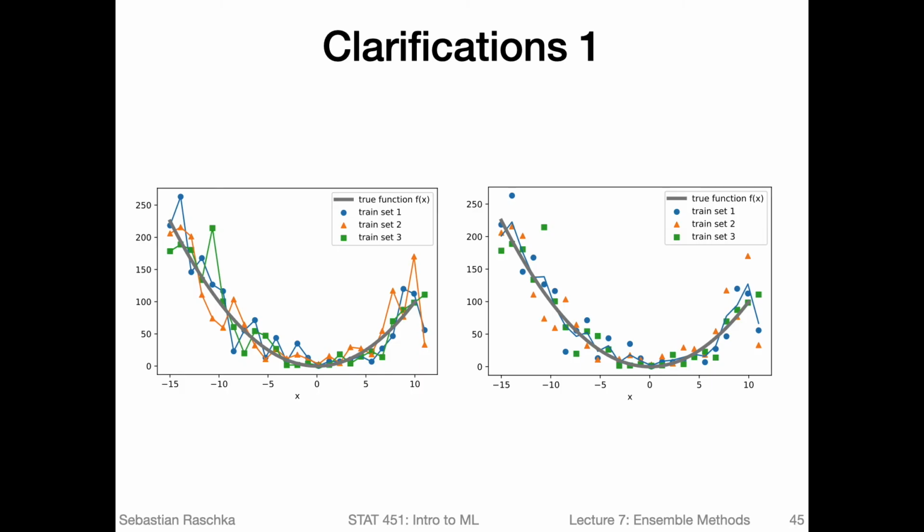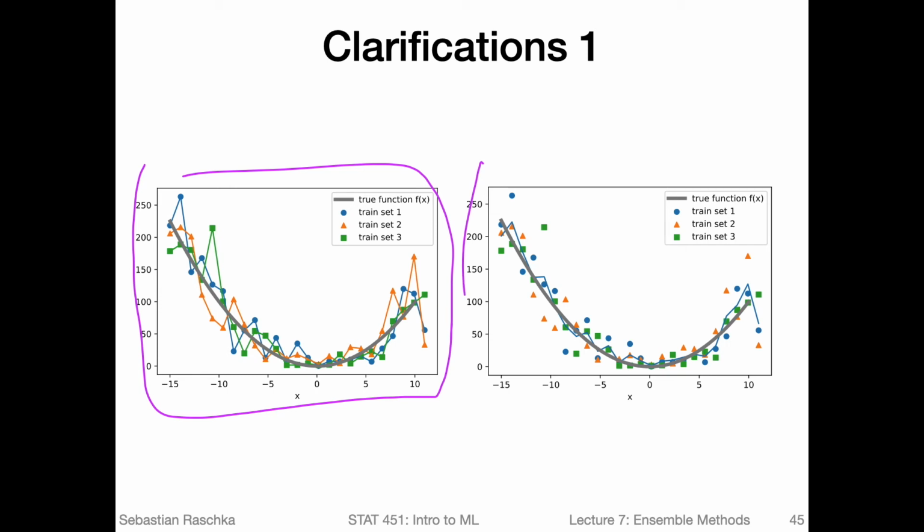I actually interrupted the recording because there were 2 clarifications I wanted to make, and it was really bothering me while I was recording the previous slides. One thing was that I didn't show you the average prediction. Recall this slide where I showed you the 3 decision trees fit on the 3 different training sets. If we average them, we get the one on the right hand side. So on the right hand side I was averaging the predictions.